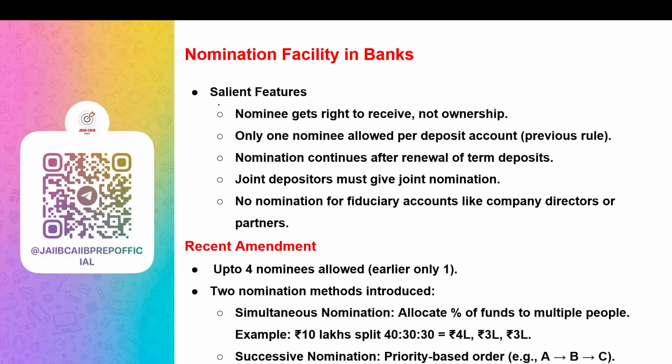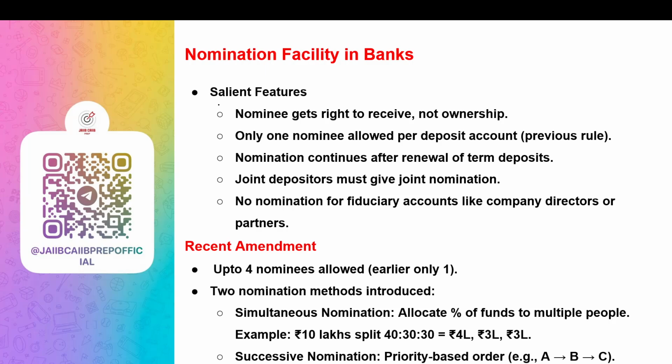And what happens when the depositor dies? The nominee will receive the entire money in the account, and if it's a joint account, the nominee receives the money only after all joint holders pass away. For term deposits like FDs, the nomination continues even after renewal of the deposit. For multiple deposits, one can do separate nominations as well.